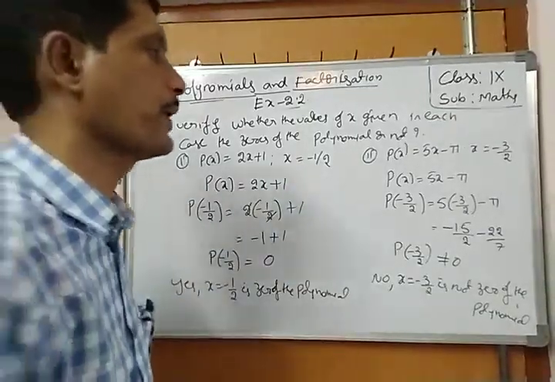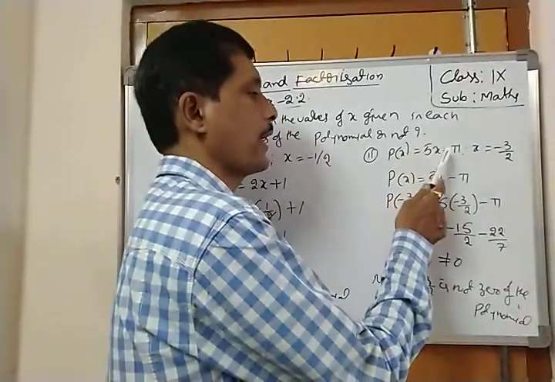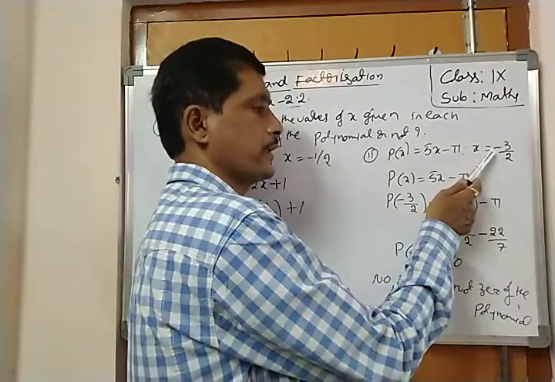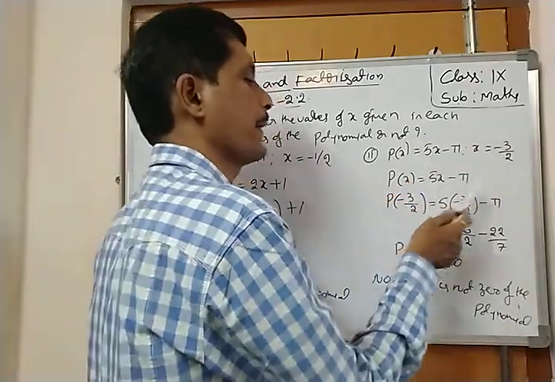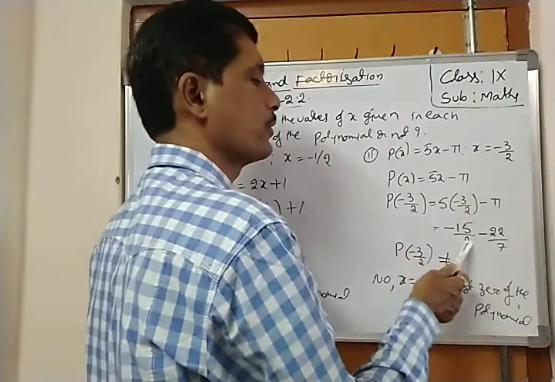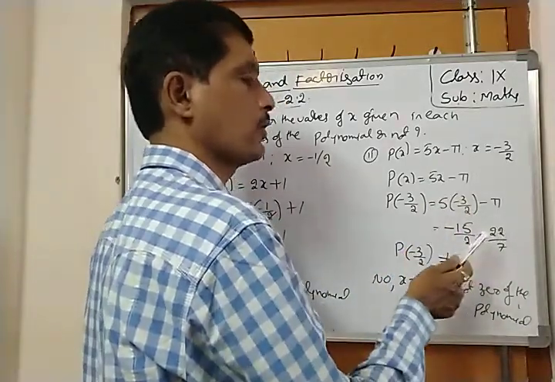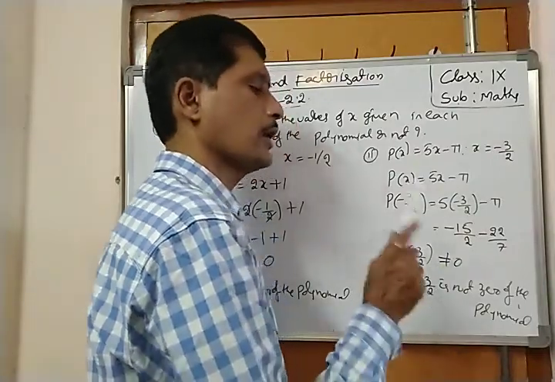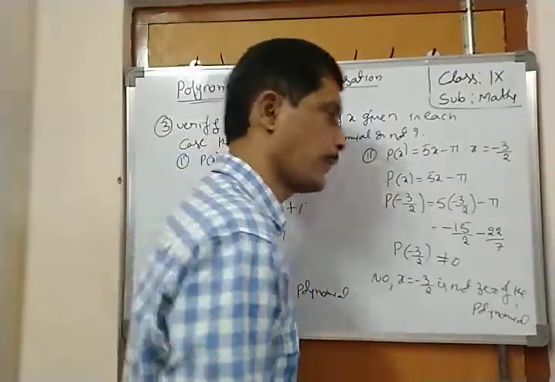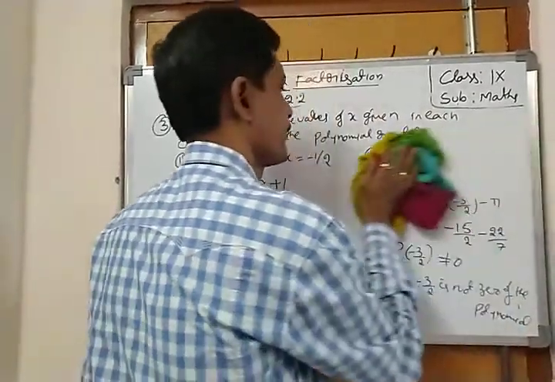Next, second question, p of x equals 5x minus 5 where x equals minus 3 by 2. Substitute x equals minus 3 by 2: 5 into minus 3 by 2 minus 5, that is minus 15 by 2 minus 5. That is not equal to 0. No, x equals minus 3 by 2 is not a zero of the polynomial. Next one.